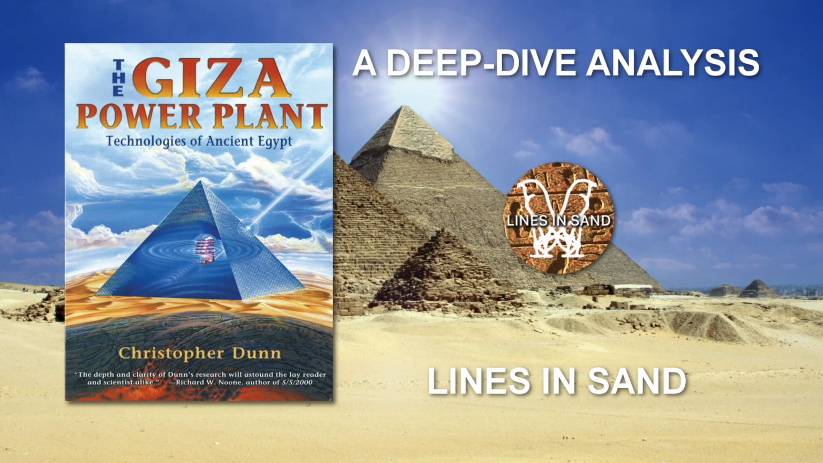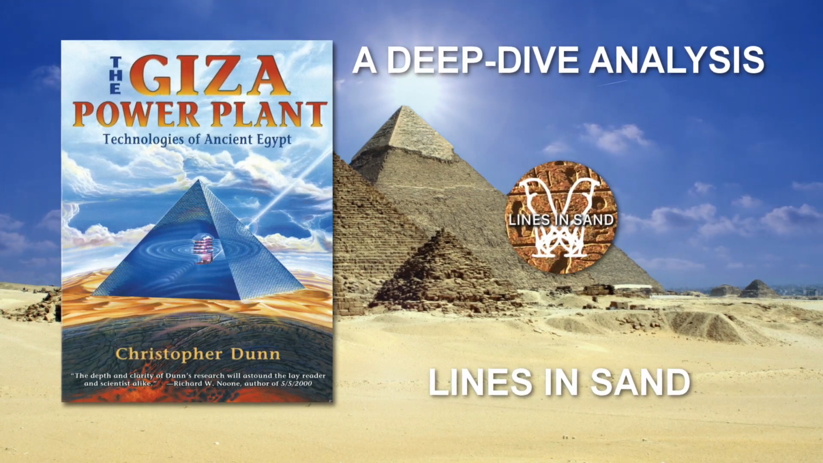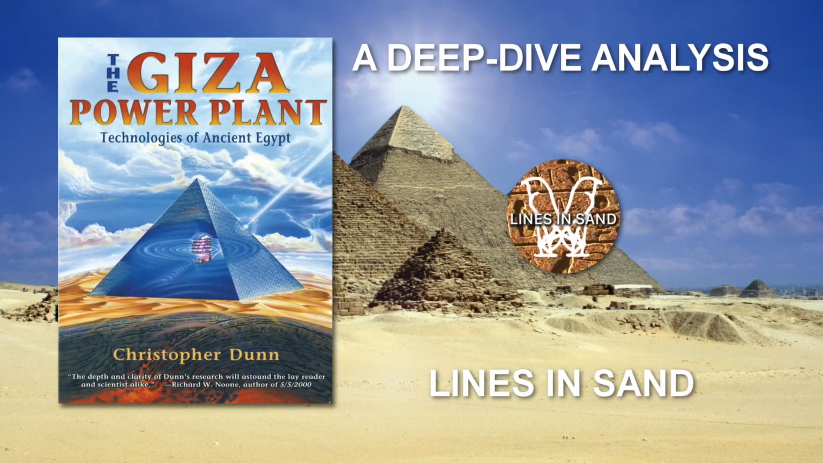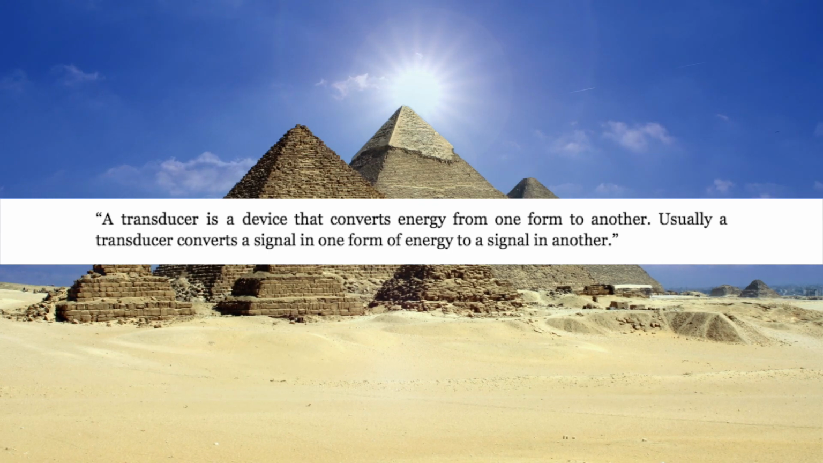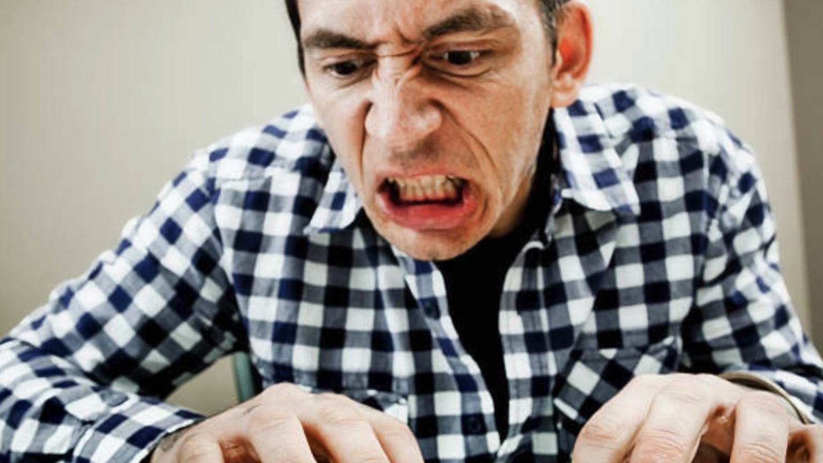Let's quote the first thing that comes up on a Google search, and what most people searching online for that question would actually realistically see. Wikipedia then says, a transducer is a device that converts energy from one form to another. Usually a transducer converts a signal in one form of energy to a signal in another. I can feel the comments brewing now about how Wikipedia is an awful source, and in many ways that is correct, but the definition of transducer is pretty spot on, to be fair.